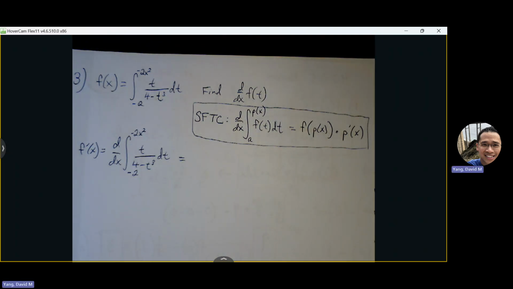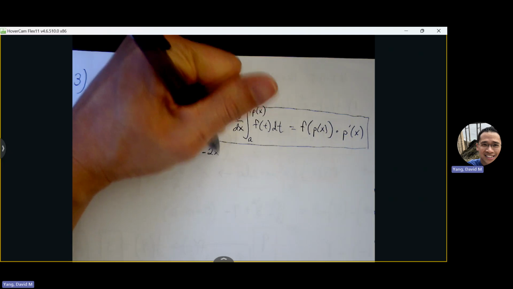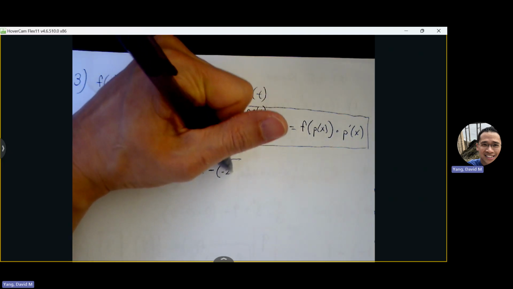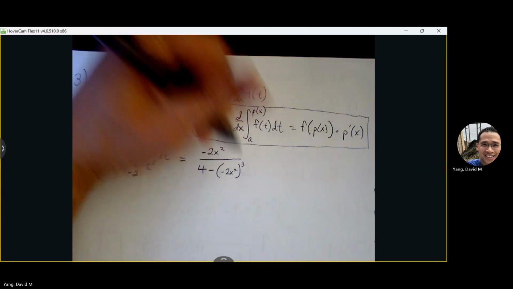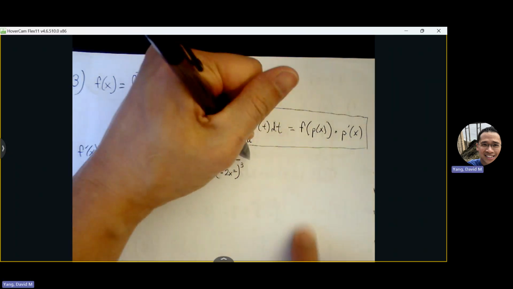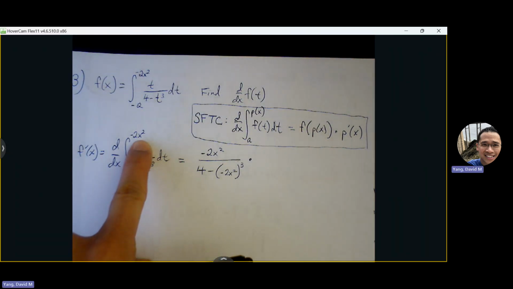What would that look like? Every t gets replaced with, yeah, negative 2x squared. So negative 2x squared over 4 minus negative 2x squared cubed. So that's what this is doing. Times, what's the upper bound's derivative? Negative 4x.